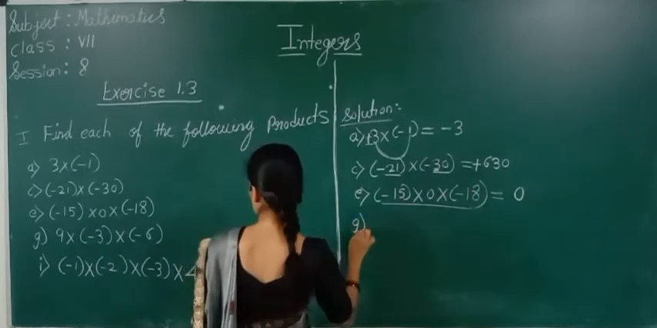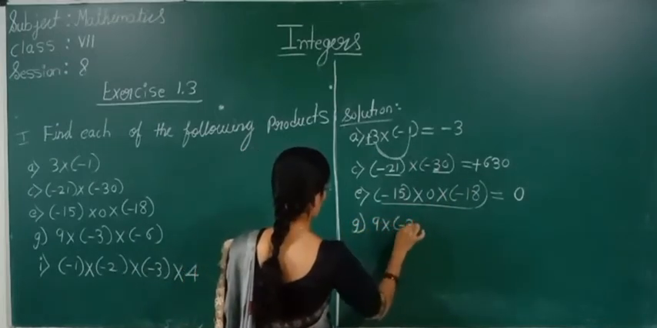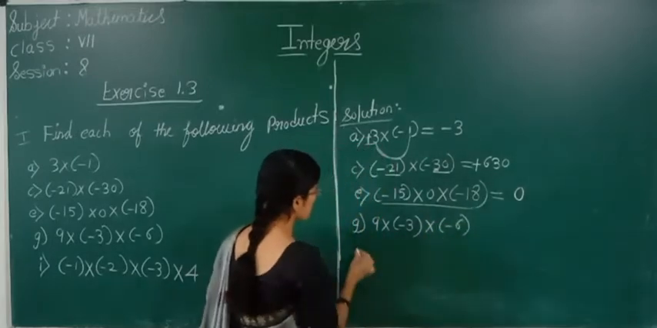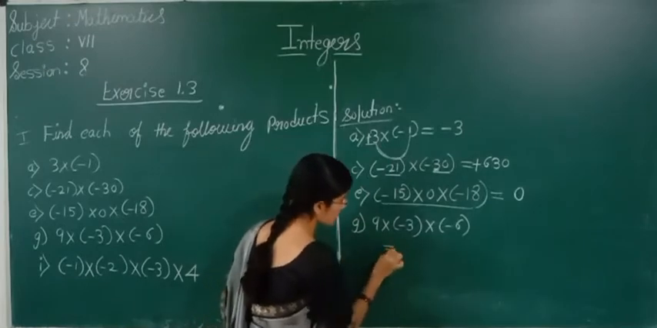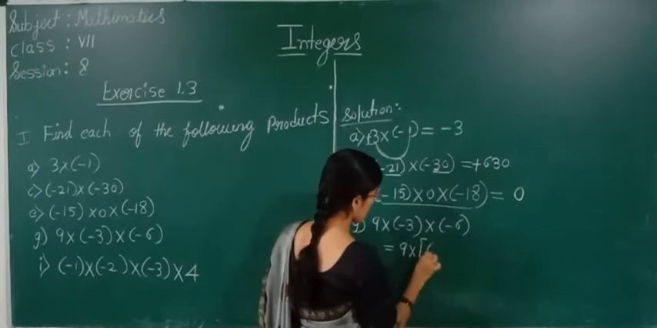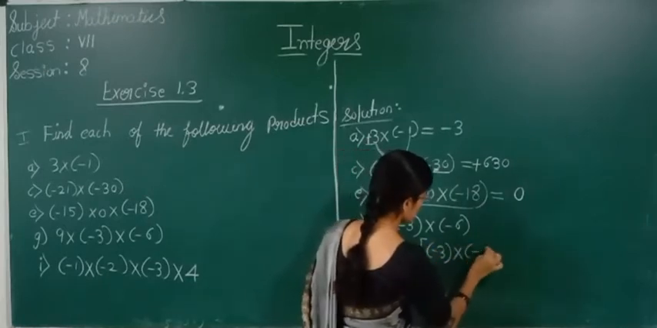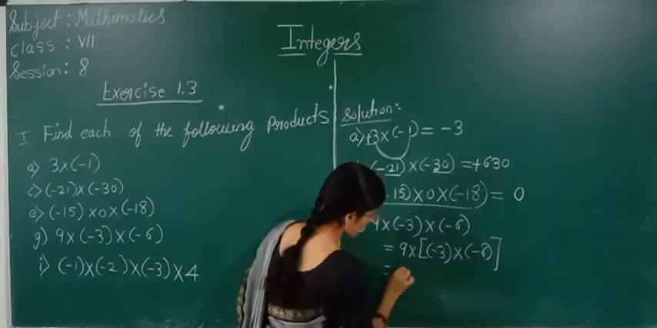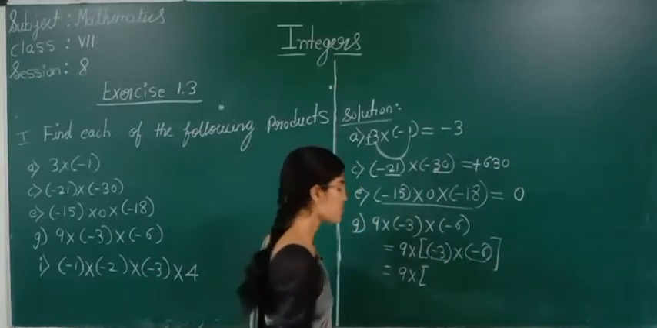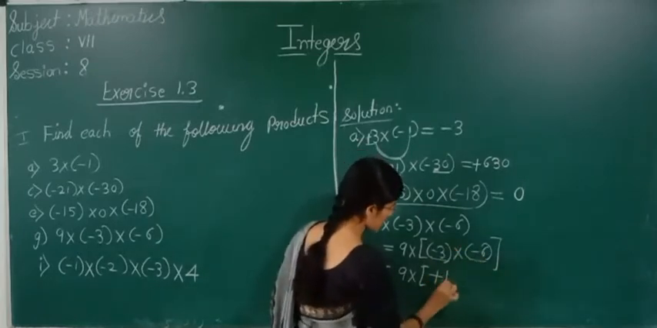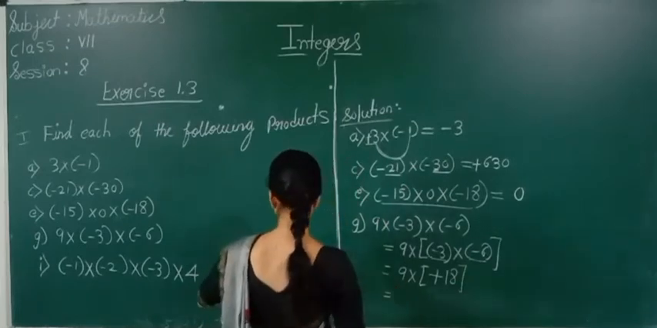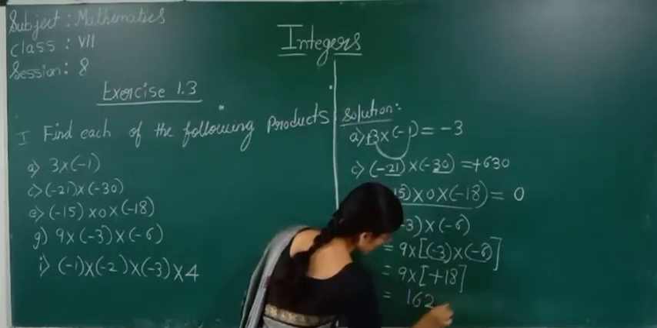Next, G1: 9 into minus 3 into minus 6. Okay, so this is equal to, see, 9 into minus 3 into minus 6. When two negative integers are multiplied, the answer will be a positive integer. 6 threes are 18. Okay. What is 18 nines? 18 nines is 162.